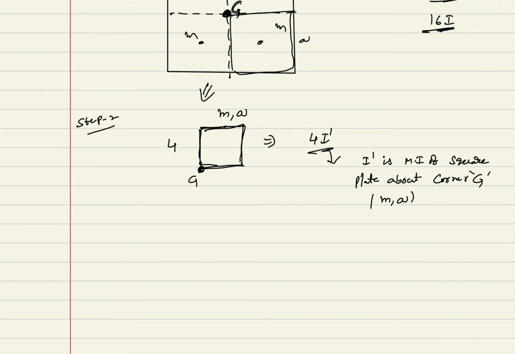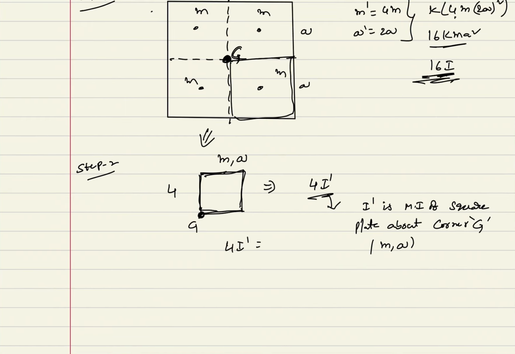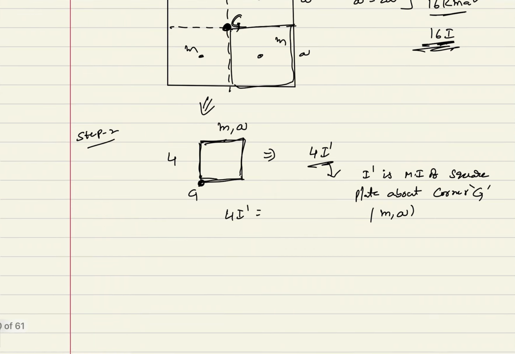This 4I dash value is equal to 16I. Why? Because at the center, 4 parts I have written here, and at the corner I have written 16I. We can write I dash is equal to 4I. I got the I dash value is equal to 4I. Okay, now step 3.